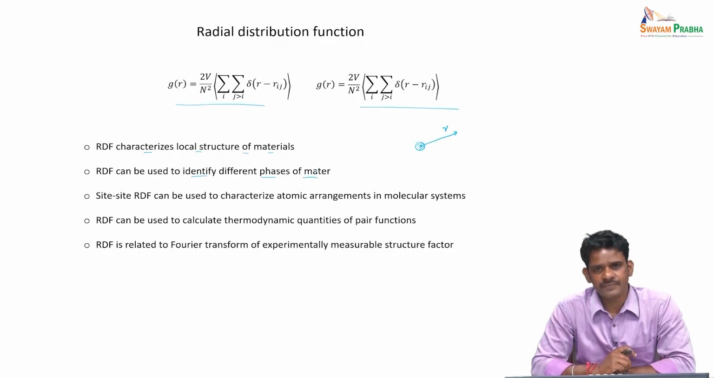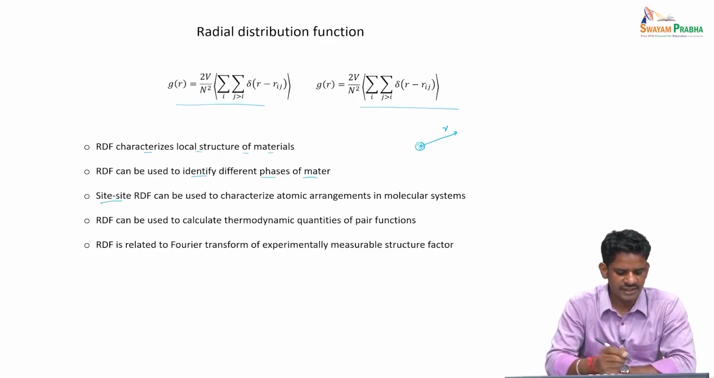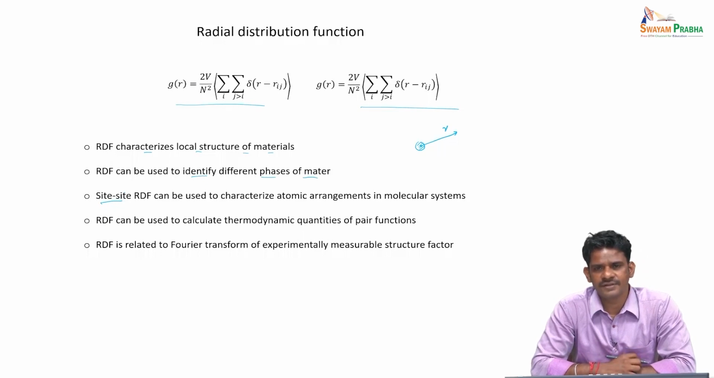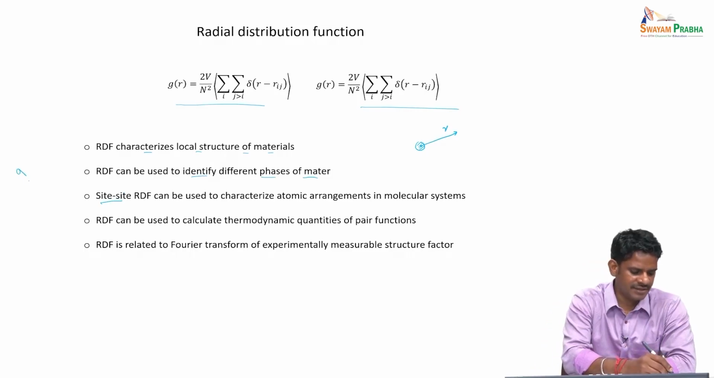For a molecular system, we can calculate the site to site RDF. That means, if I have molecules like water, I can calculate many possible combinations of site to site. In other words, we can calculate the RDF between oxygen and oxygen, or between hydrogen and hydrogen, or between oxygen and hydrogen.